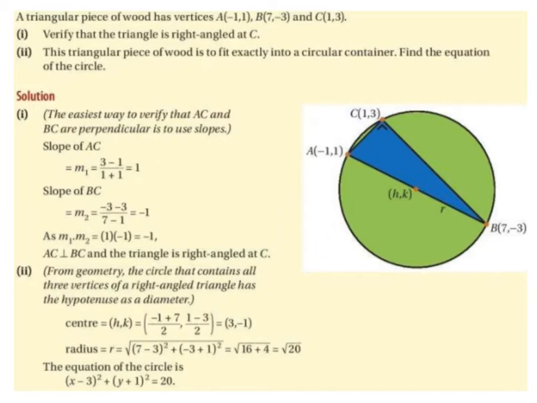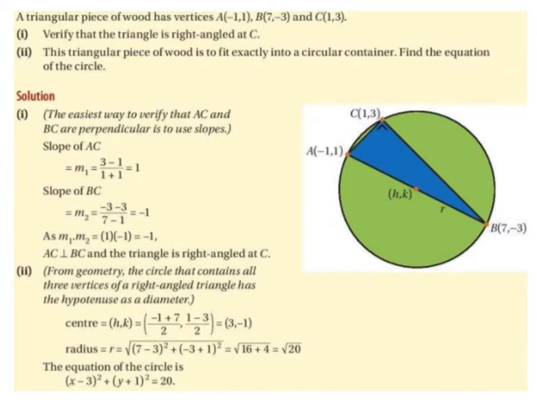So to get the center, we're going to find the midpoint between A and B. So we're going to label our points (x1, y1), (x2, y2) and use the midpoint formula, which is x1 plus x2 divided by 2, comma, y1 plus y2 divided by 2. So we end up with minus 1 plus 7 divided by 2, comma, 1 minus 3 divided by 2, which gives us (3, -1). So the center of our circle is (3, -1).